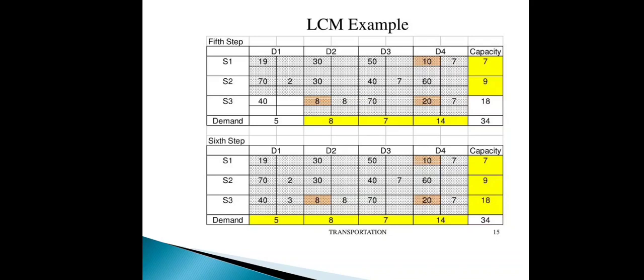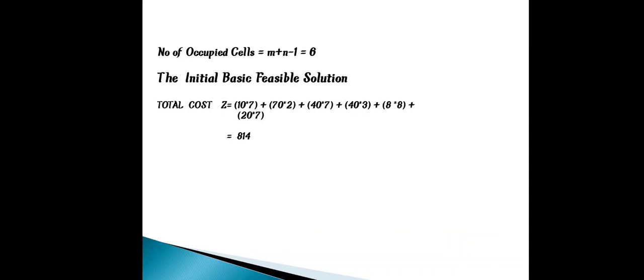Now we check the number of allocated cells. The total number of allocated cells is 6. And we check the rim conditions. Rim conditions mean we have the formula m plus n minus 1. Here this problem has 3 rows and 4 columns. So m is equal to 3, n is equal to 4, and m plus n minus 1 is equal to 6. So the number of occupied cells is equal to m plus n minus 1, which is 6. So we have reached the initial basic feasible solution. The total cost Z is calculated by taking only the occupied cells, and we have 6 occupied cells. So we add them, and finally we get the solution 814.